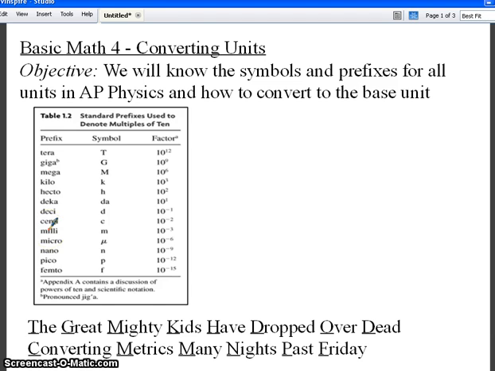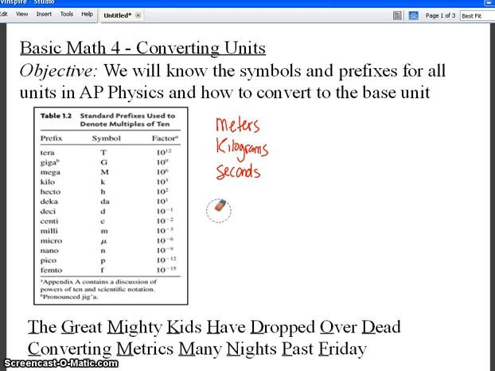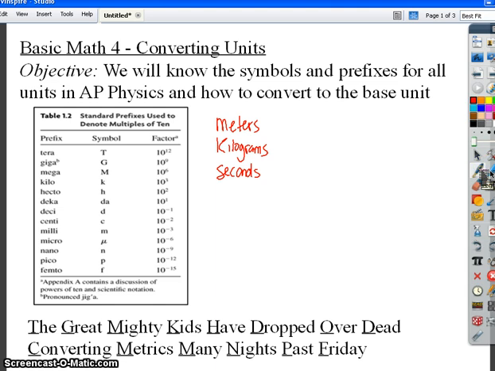I mean, we do have some basic units, like we have meters, we have kilograms, seconds. These are some of the more basic things we're going to see all the time, but we're going to see other units as well. We're going to see newtons. We're going to see pascals for pressure. We're going to see Teslas for magnetism. So we're going to see a bunch of units.